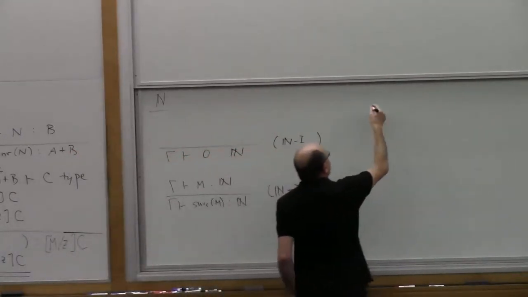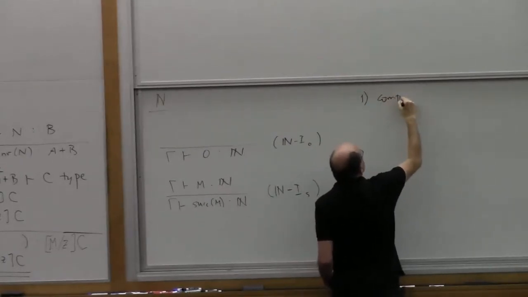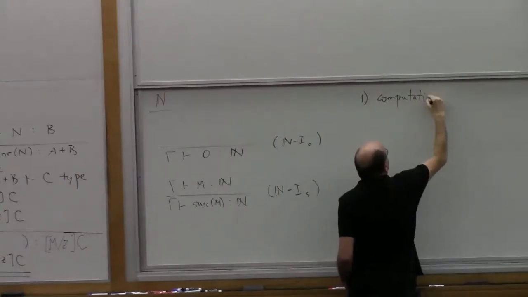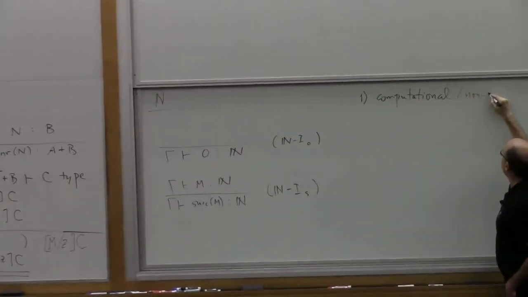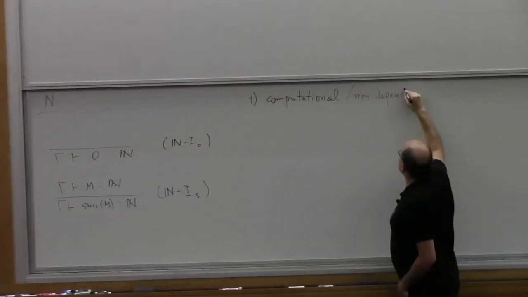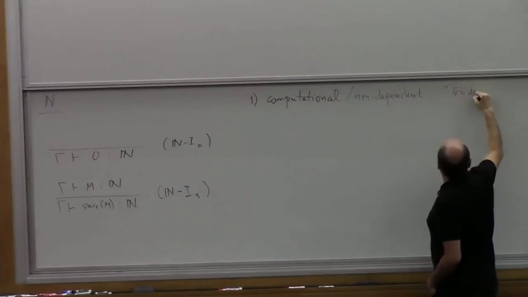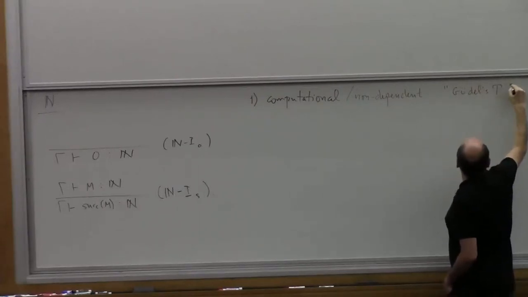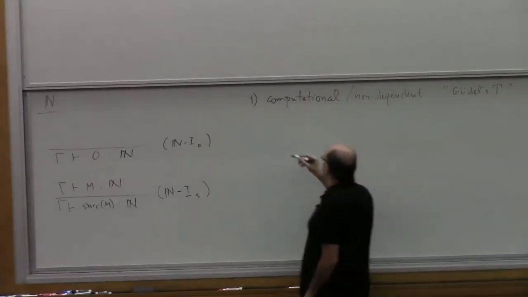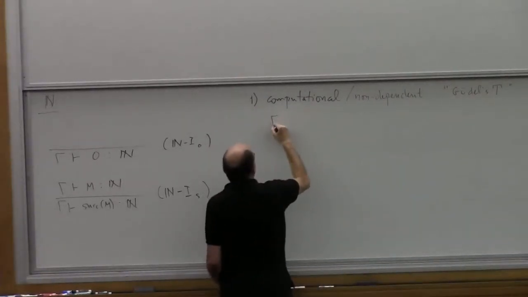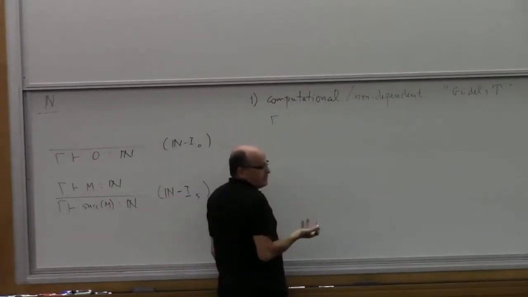Now, if I were doing only the computational view, and I weren't worried about logic and getting it all to work, I'll call this non-dependent. So this is the sort of thing you see in Gödel's T, if any of you know about that, which was a study of this particular concept. Then what we would do is we would have a rule that looks like this. And it's going to be an exact parallel to what I did a moment ago with binary sums. That's why I did it.